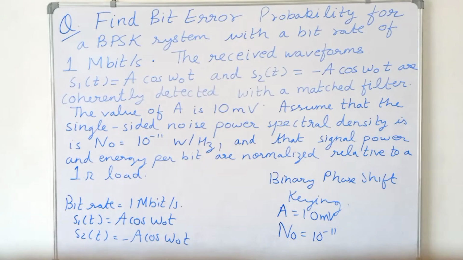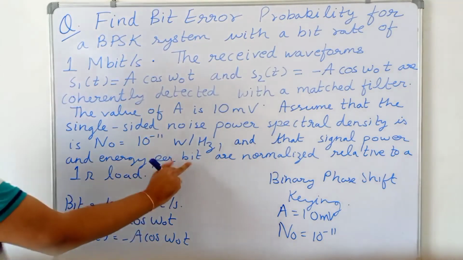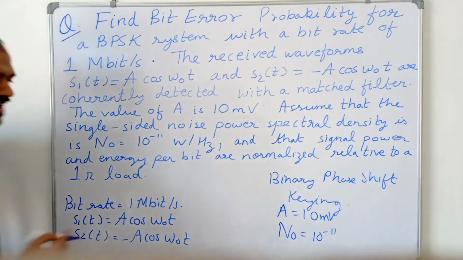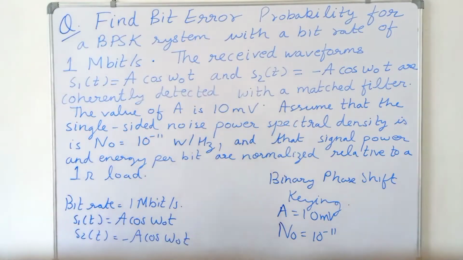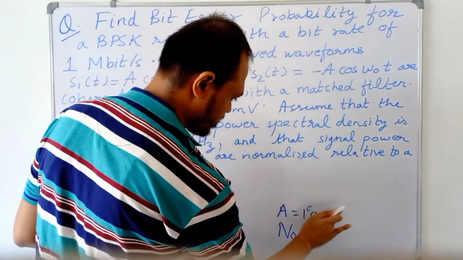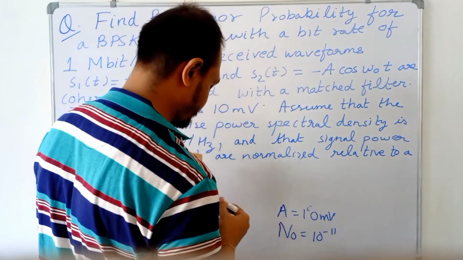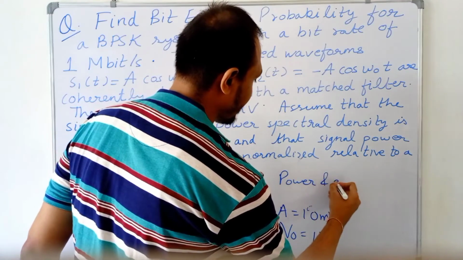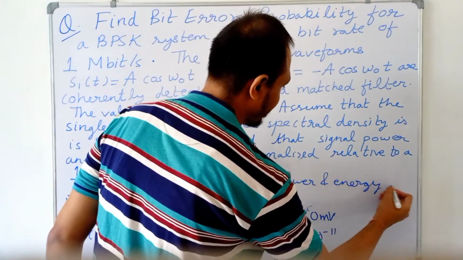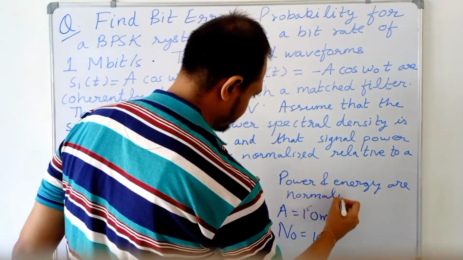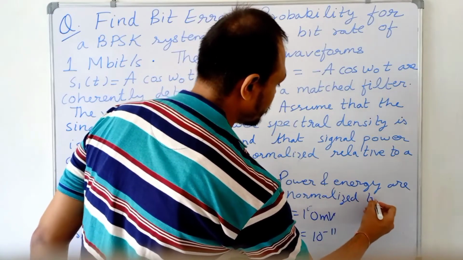And that signal power and energy per bit are normalized. So signal power P and energy E are normalized. So we can write that power and energy are normalized to 1 ohm load.